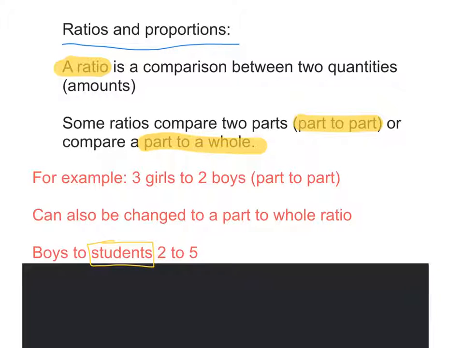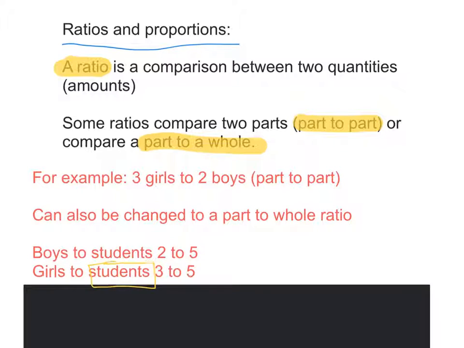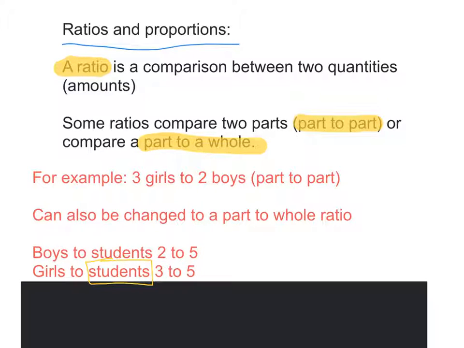Okay, then, oops, my box is coming with me. If I wanted to find the ratio of girls to students, well, how many girls do I have? 3. Students is still 5.